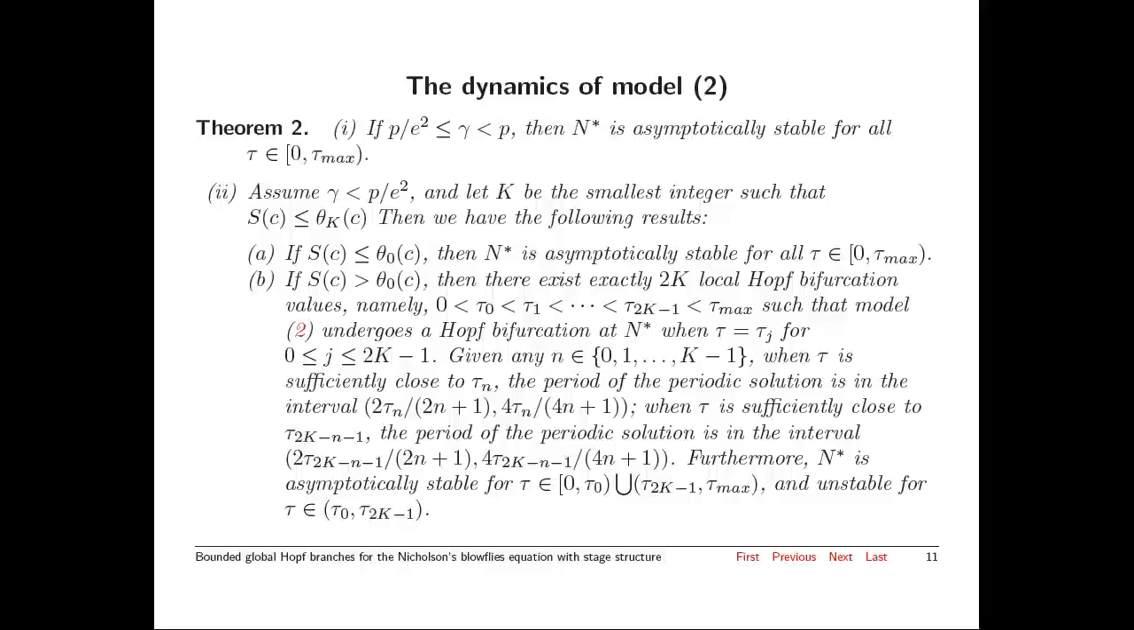And also here, the smallest bifurcation value tau naught and the largest bifurcation value tau 2K minus 1 are stability switches. It means that as we increase tau from 0 to infinity, when tau crosses the first Hopf bifurcation value tau naught, the stability of N star changes from stable to unstable.